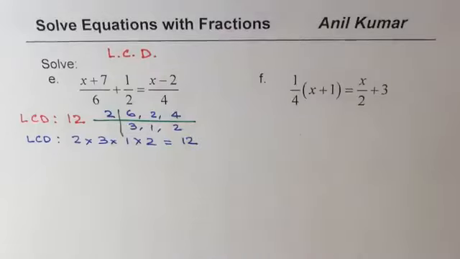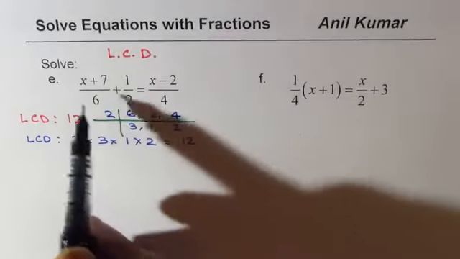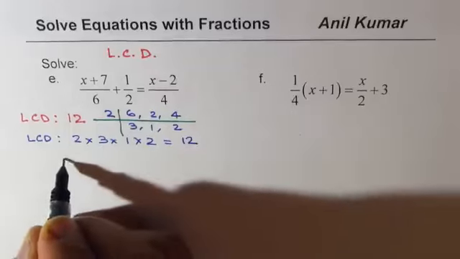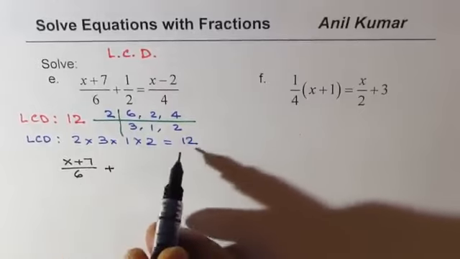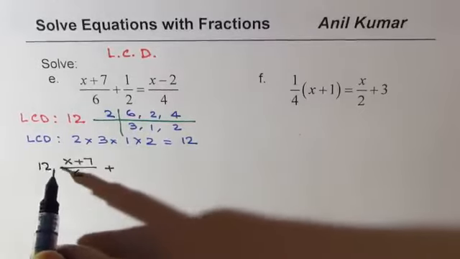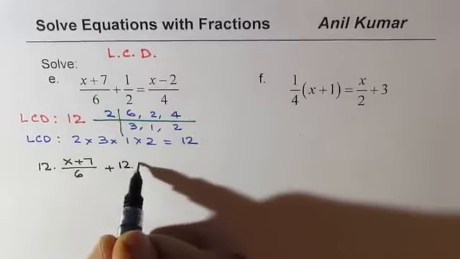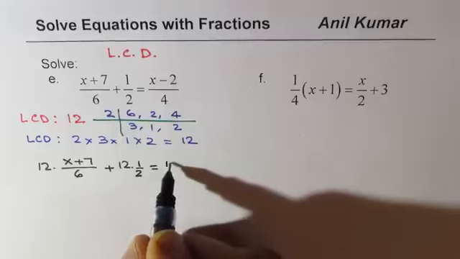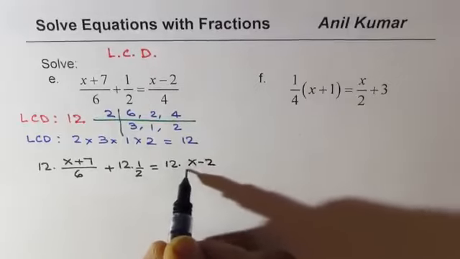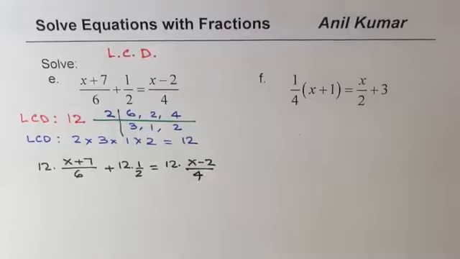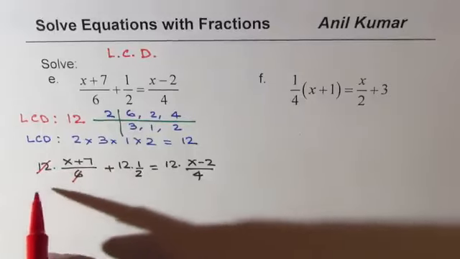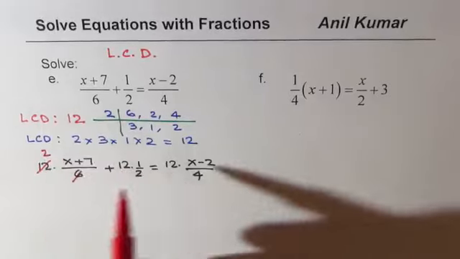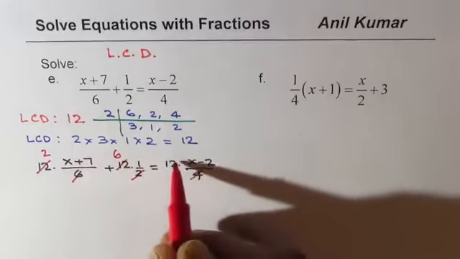Perfect. So once we find that, we have to multiply this number to all the terms. So we have (x plus 7) over 6 plus, so we are going to multiply this by 12. So that is this 12. Now 12 times half equals 12 times (x minus 2) over 4. As expected, all the denominators can now be cancelled with 12. So 6 goes 2 times, 2 goes 6 times, 4 goes 3 times.